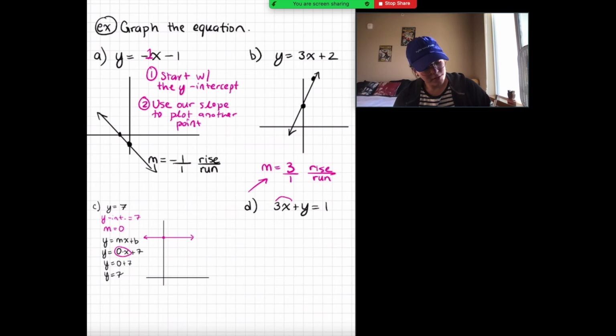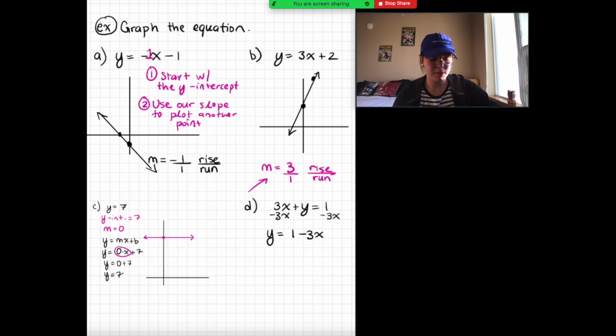So we have to get rid of this 3x. Well, the 3x is being added to y right now, so we have to do inverse operations. The opposite of adding 3x would be subtracting 3x. So we'll subtract 3x from both sides. So we have y is 1 minus 3x.